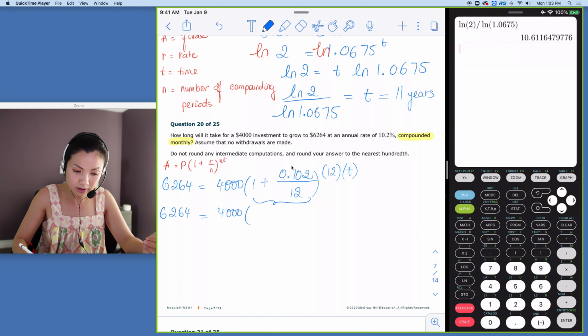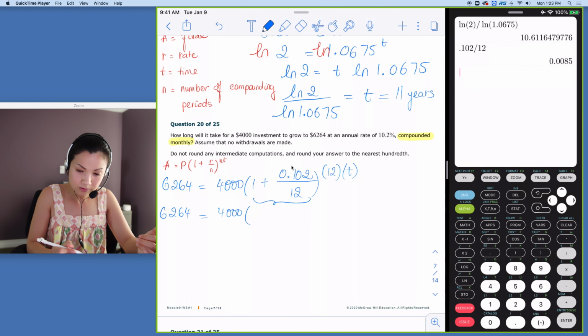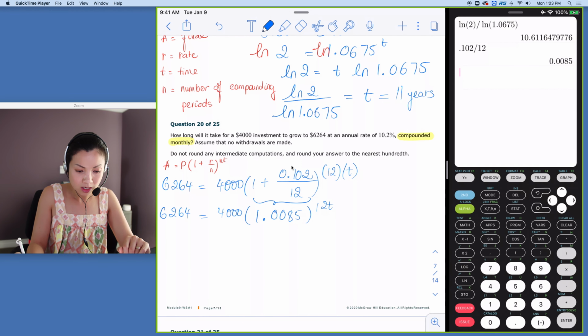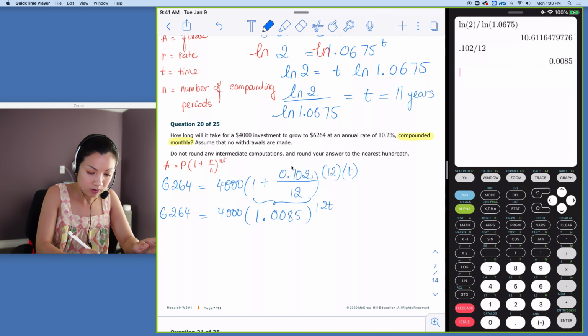So what I have, once again, I'm going to go ahead and simplify the inside. Divide by 12. So what I have inside is 1.0085 to the 12t. Okay. Now, like I said, I have to divide 4,000. So we can cancel that.